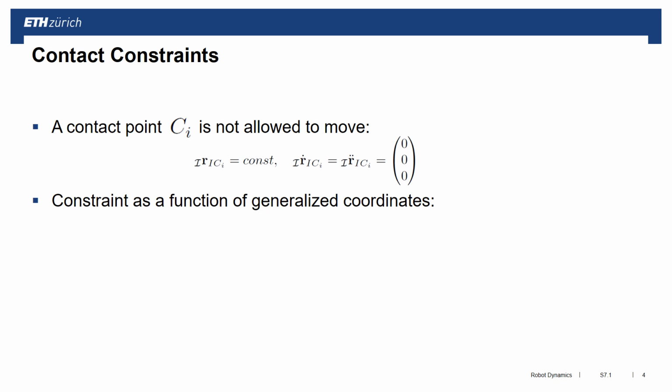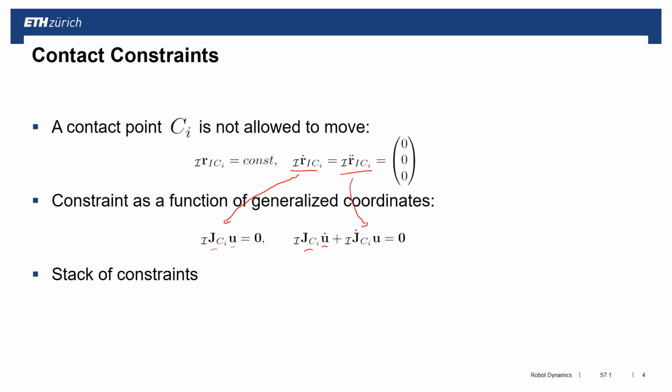So what we can do now is write this constraint as a function of generalized coordinates. We know that the Jacobian times u is equal to the velocity at this point. So this r dot here must be 0. And we also know that the r double dot must be 0. So we have two constraints, which are a function of u and Jacobians if we are talking about velocity space, and of u dot and Jacobians if we're talking about acceleration space.